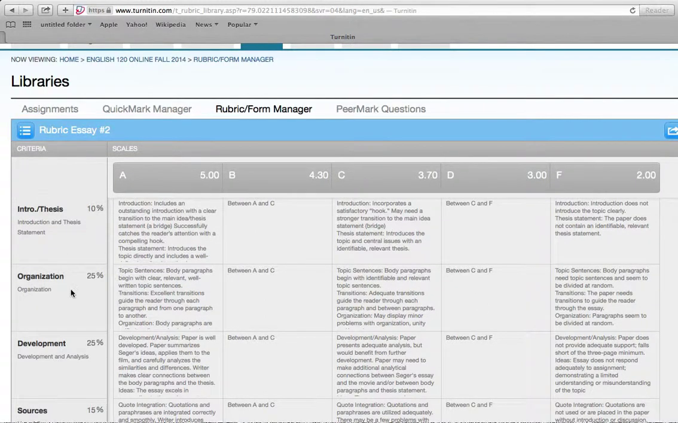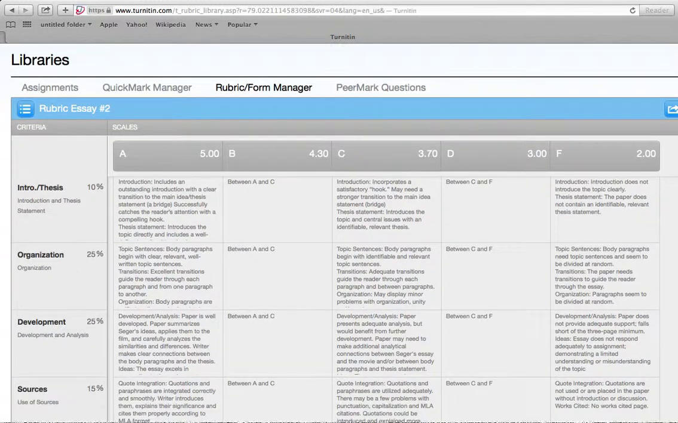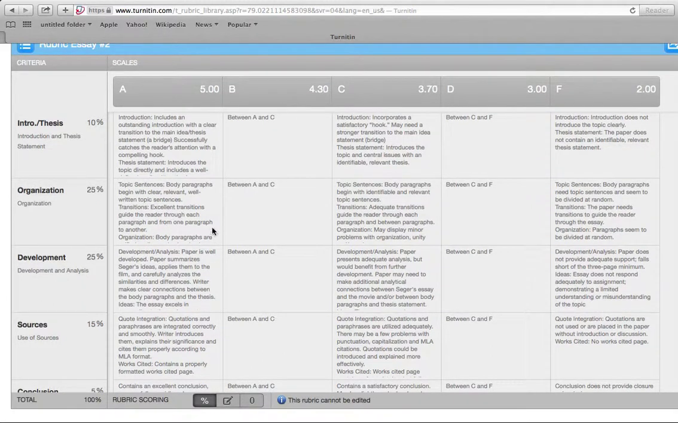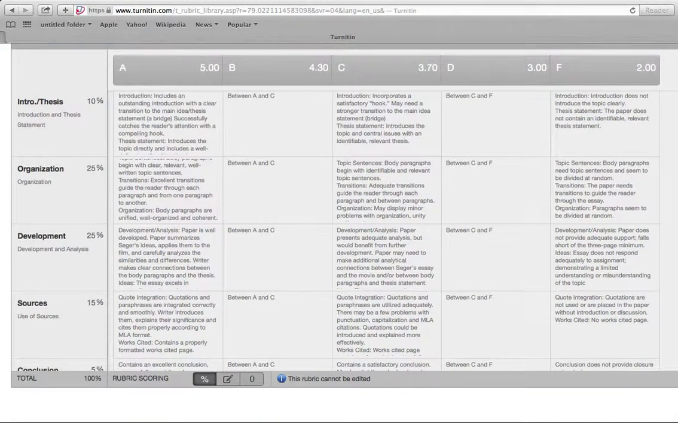The second criteria is organization. And again, we have the sliding scale. I was looking for very strong topic sentences, transitions within and between paragraphs, and that your body paragraphs were unified and coherent. That would be an A.